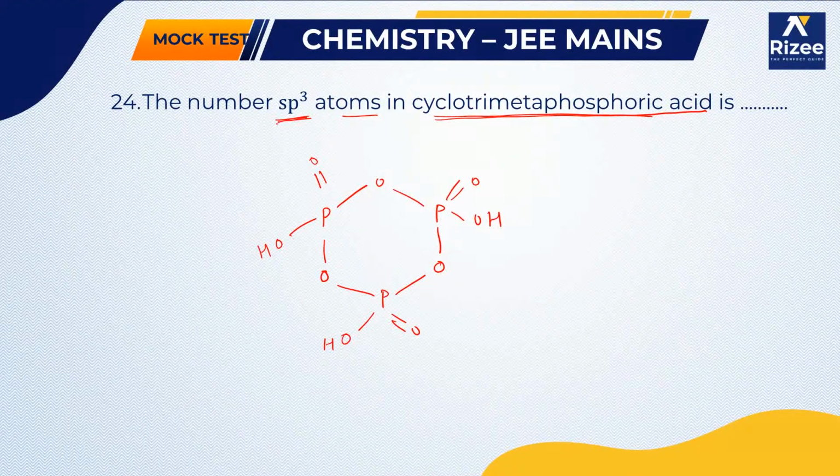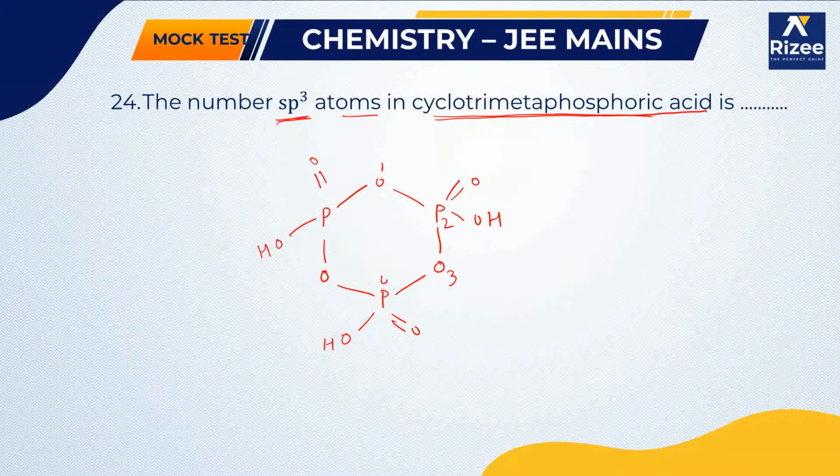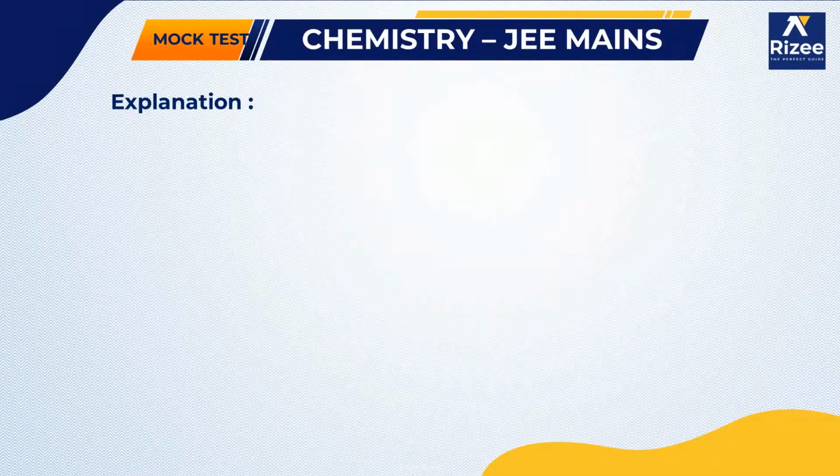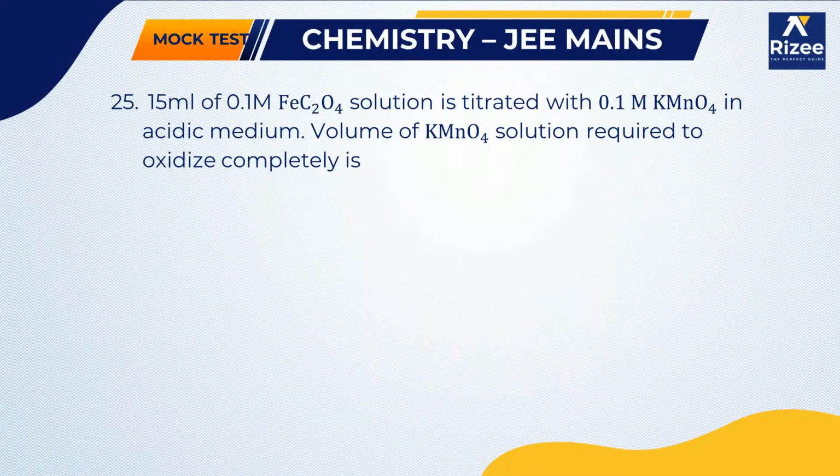So here this is sp3 1, this is sp3 2, this is also sp3 3, sp3 4, sp3 5, this is sp3 6. This is also sp3 7, 8 and 9. So a total of 9 sp3 atoms are there. So our answer is 9. Next, moving on to our next question.